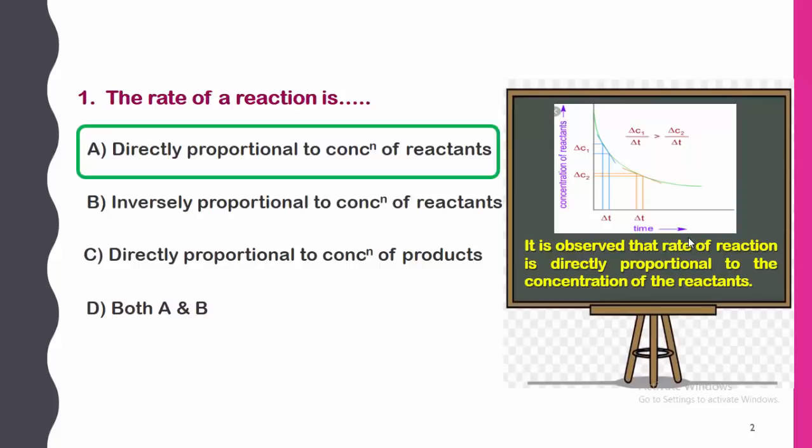So here you can see that where initially the concentration of the reactants is very high, the rate of the reaction is very high. Therefore, the rate of a reaction is dependent on reactant concentration. It means that at higher concentration initially, the rate of the reaction is high. Where the concentration decreases, the rate of reaction also decreases. So it is observed that the rate of the reaction is directly proportional to the concentrations of the reactants. Therefore, the right answer of this question is option A.